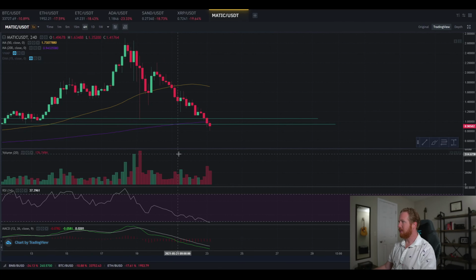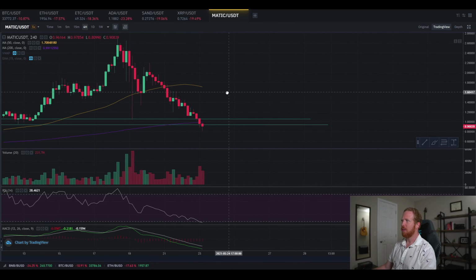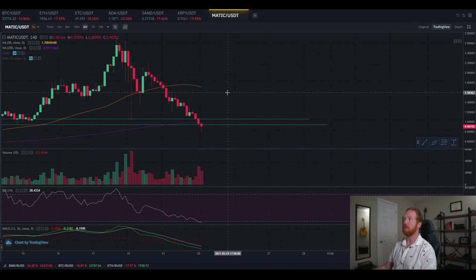Okay? But generally speaking, the MACD is extremely low. It's basically two parallel lines going straight down. That really just tells us that the bears are in very strong control, but we can expect that to turn around with the RSI coming under 30.